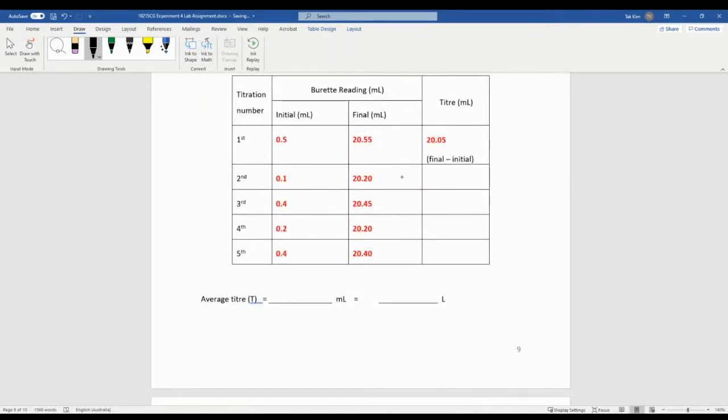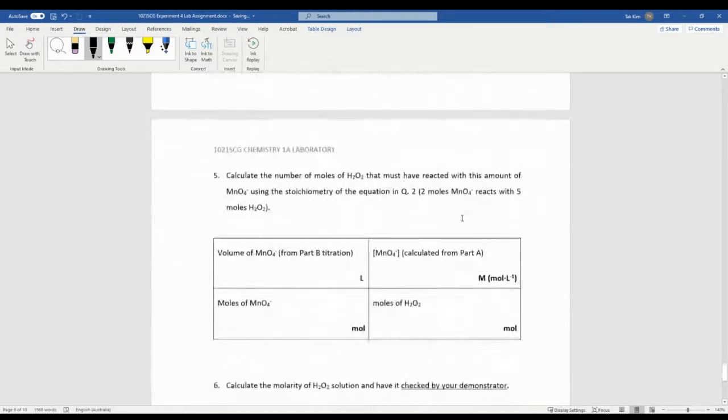To find out the amount of titrant, you need to do a simple calculation. Final minus initial will give you the amount of titrant. Since I don't bother doing it, I'll just put the numbers over here, but please do your calculation. It'll be quite straightforward. So it was 20.05 mL. So in liters, it should be 0.0. Right, so let's move on to the next page.